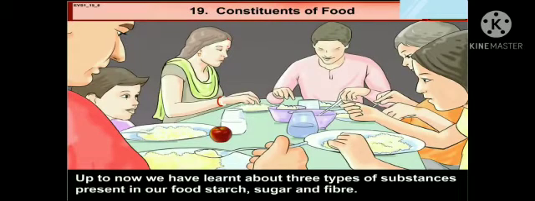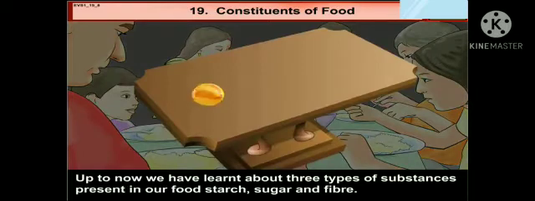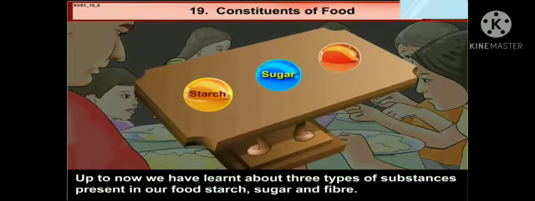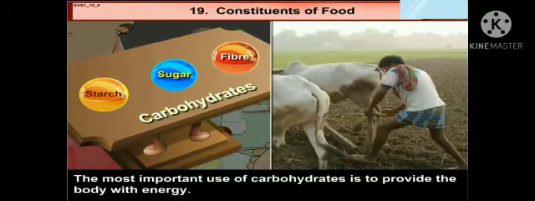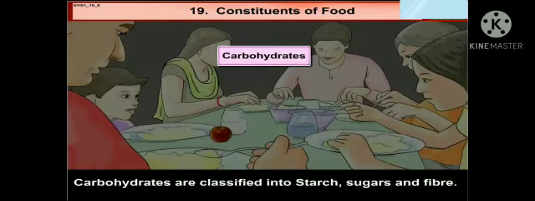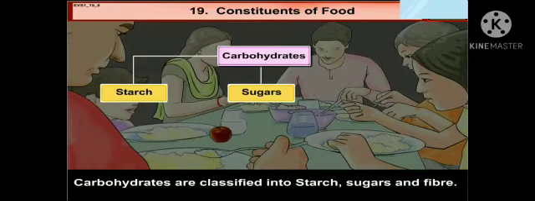Up to now, we have learnt about three types of substances present in our food, that is, starch, sugar, and fiber. These substances are together called carbohydrates. The most important use of carbohydrates is to provide the body with energy. Carbohydrates are classified into starch, sugars, and fiber.